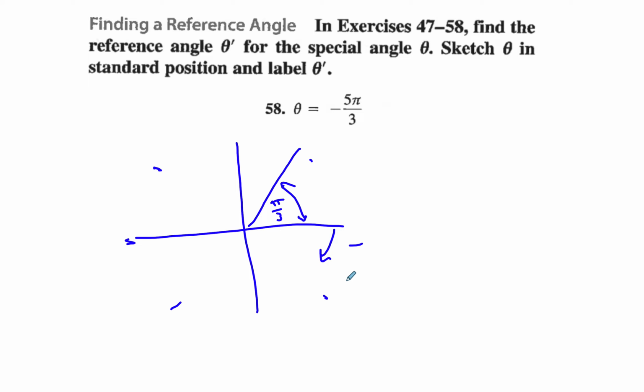Which means that we are pi over 3 different from here, right? Because 6 pi over 3 would be the full. So the reference angle would be pi over 3. The reference angle is always going to be that acute angle that falls within the first quadrant. There you go.